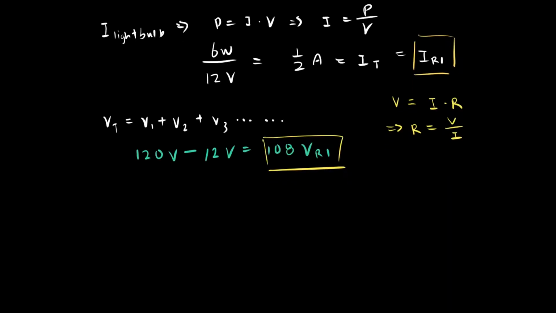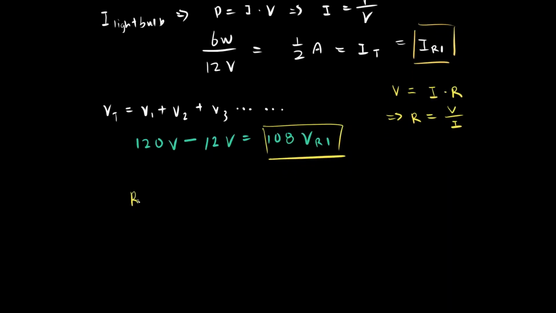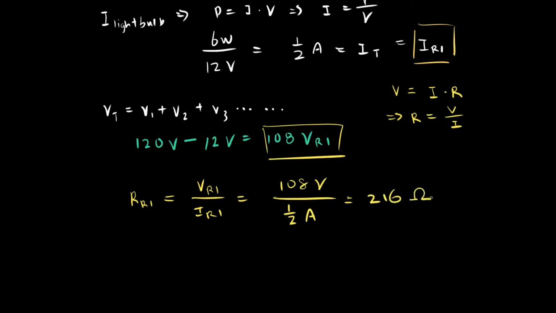So the resistance of our resistor 1 is equal to the voltage of resistor 1 divided by our current of resistor 1, which is 108 volts over 1/2 amps. And this is equal to just 108 times 2. So our final answer is 216 ohms.